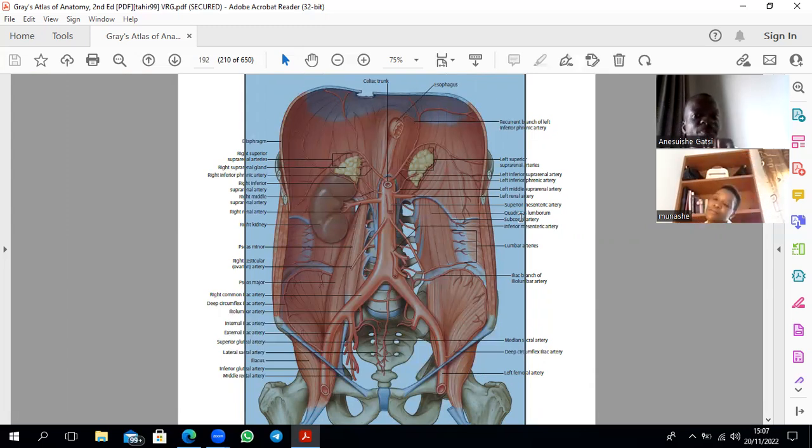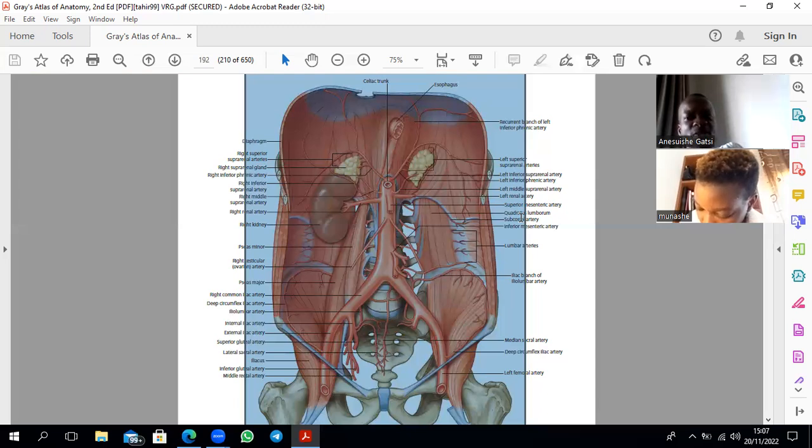So for now, let's start describing the simple ones. The 3 lateral visceral branches, because they are straightforward. One is for the kidney, one is for the adrenal gland, one is for the gonad. Gonad is either testis or ovarian.